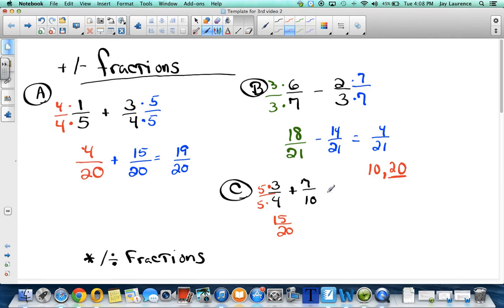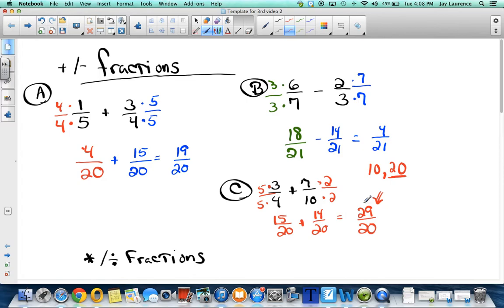Now over here on the 7/10, I'm going to multiply by 2/2. And that'll get me 14/20. How many 20ths do I have? Well, I have 29 20ths. By the way, this is an acceptable answer as long as it's simplified. That improper fraction is simplified.